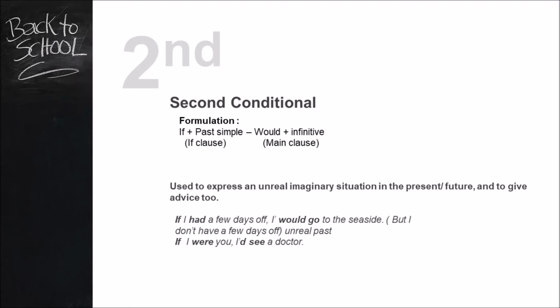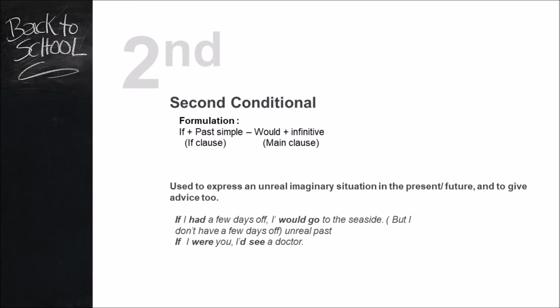Second conditional. The if clause is if plus past simple, while the main clause is would plus infinitive. The second conditional is used to express an unreal imaginary situation in the present or in the future, and it is also used to give advice. We have the examples here. If I had a few days off, I would go to the seaside, but it means I don't have a few days off and I won't go.